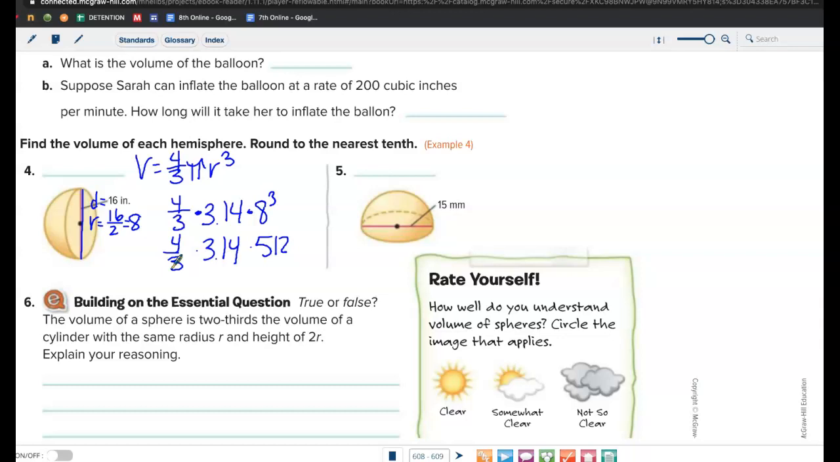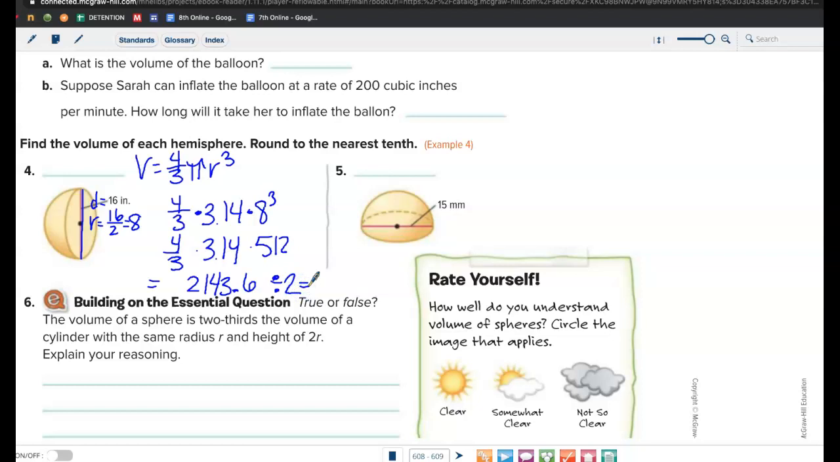I got 2,143.57. So the 7 tells the 5 to go up, so it's going to be 2,143.6. I round it to the nearest tenth in that step as well. So that would be the volume of an entire sphere with that radius, but I only have half of that. So to find the volume of just half of the sphere, I would take it and divide by 2.